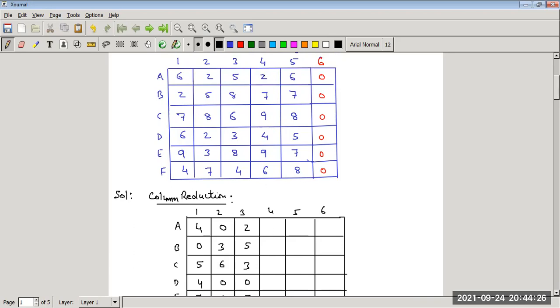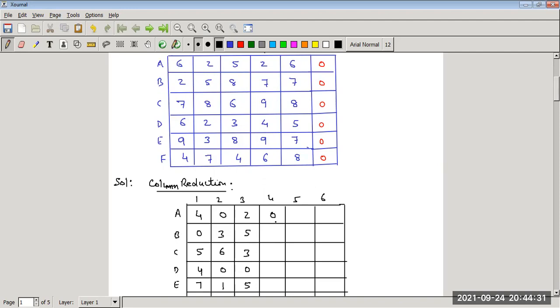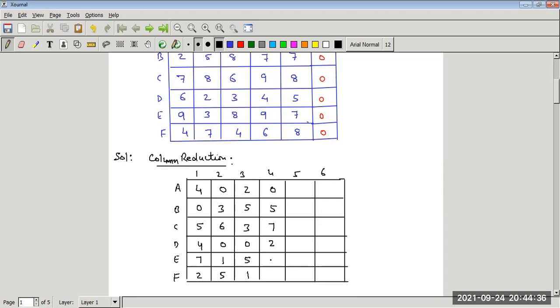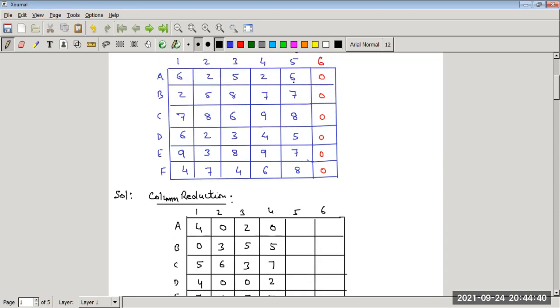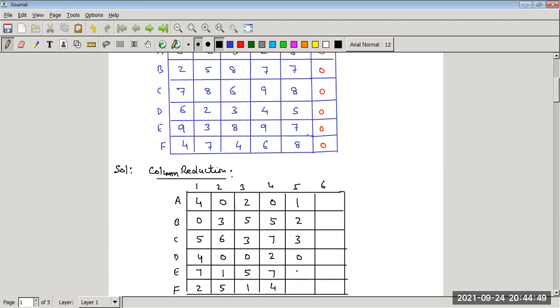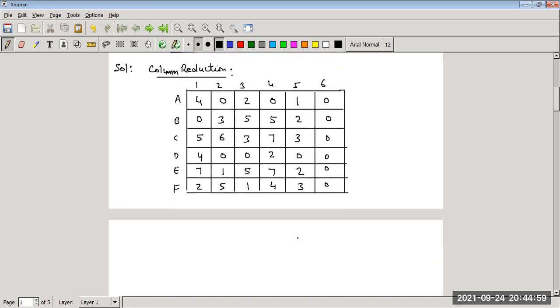In the fourth column, 2 is the minimum. So we subtract 2. 2 minus 2 is 0, 7 minus 2 is 5, 9 minus 2 is 7, 4 minus 2 is 2, 9 minus 2 is 7, 6 minus 2 is 4. In the fifth column, the minimum number is 5. So 6 minus 5 is 1, 7 minus 5 is 2, 8 minus 5 is 3, 5 minus 5 is 0, 7 minus 5 is 2, 8 minus 5 is 3. Now in the sixth column, every entry is 0, so it remains 0. So this is the column reduction.